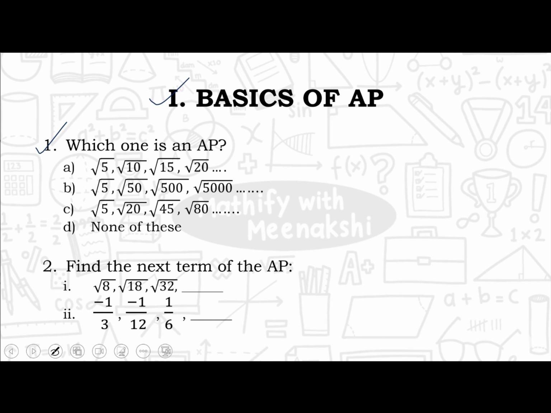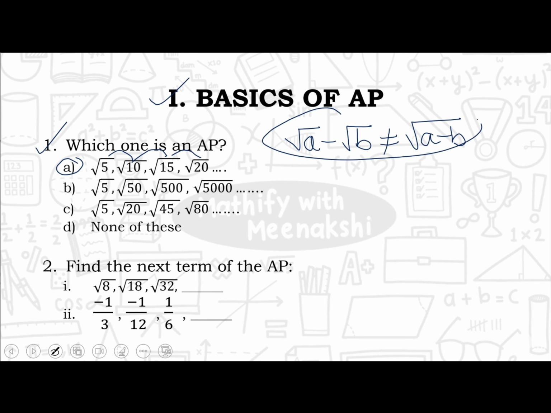Most of the students will mark option A because they don't know the fact that root A minus root B is not equal to root A minus B. Most of the students feel that root 10 minus root 5 is root 5, root 15 minus root 10 is root 5, and root 20 minus root 15 is root 5. But no, you should know this thing. So that's why this is not an AP.